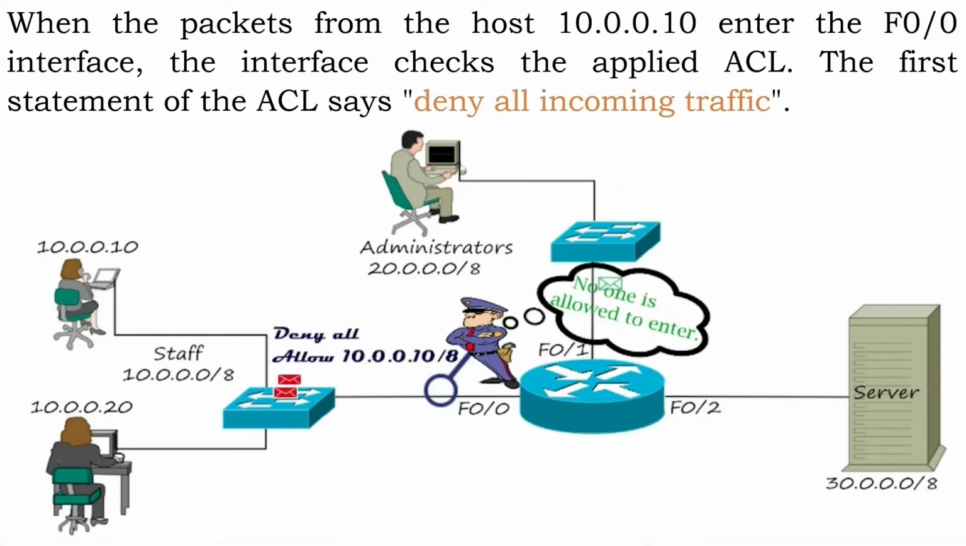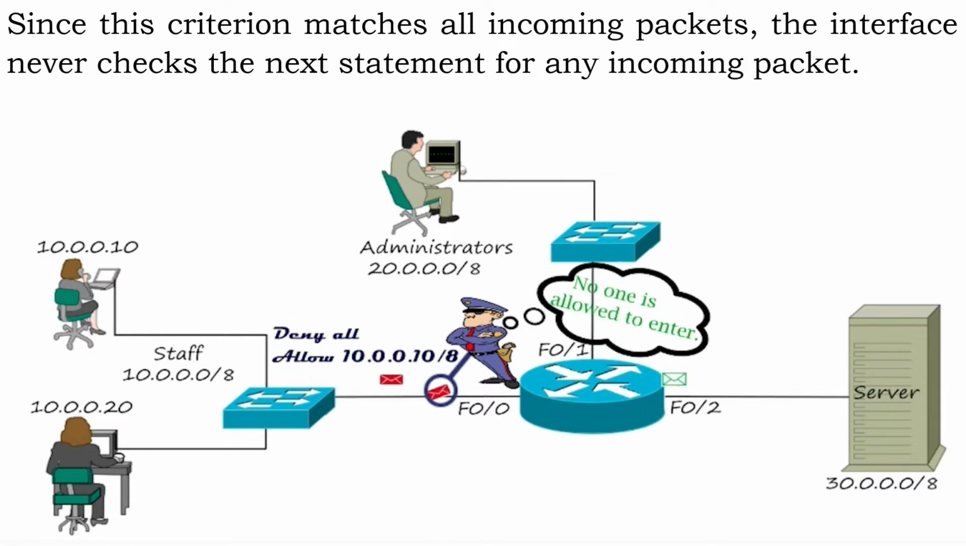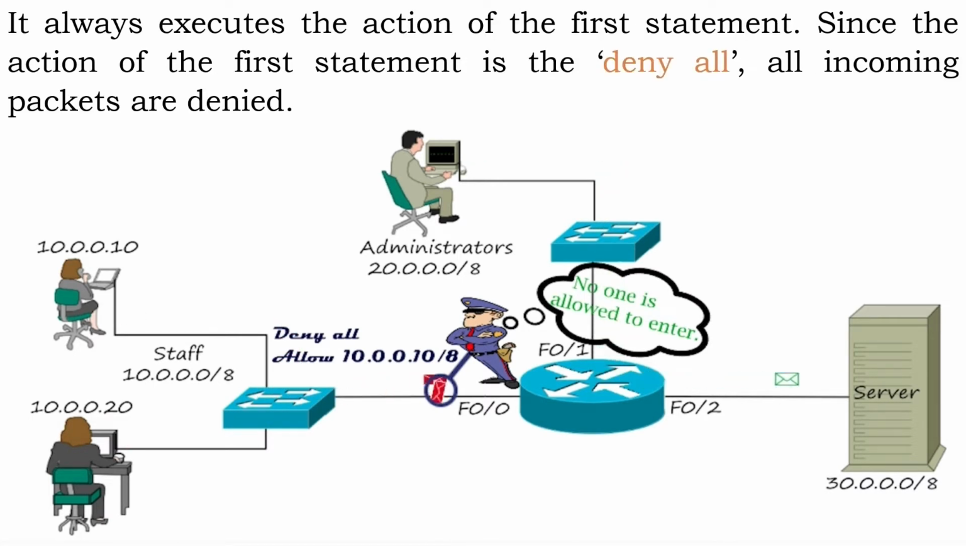When the packets from the host 10.0.0.10 enter the F0/0 interface, the interface checks the applied ACL. The first statement of the ACL says deny all incoming traffic. Since this criterion matches all incoming packets, the interface never checks the next statement for any incoming packet. It always executes the action of the first statement. Since the action of the first statement is the deny, all incoming packets are denied.